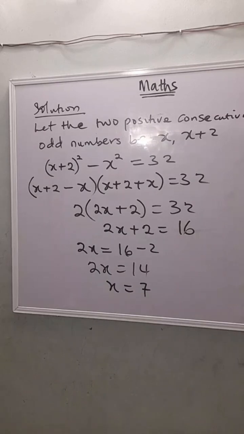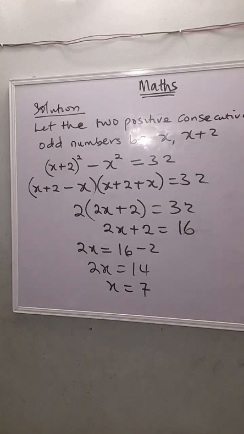And the result of this question is what? 7. Having gotten 7, the question did not stop there. The question says, find the 2 positive consecutive odd numbers. Having done what you have seen on the board, we have gotten x as 7. And if you look at our formula on the board, the 2 positive consecutive odd numbers are x and x plus 2. Now x is 7. I'm now going to say x plus 2. 7 plus 2, that will be 9.